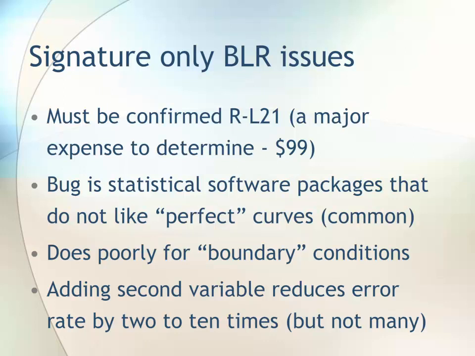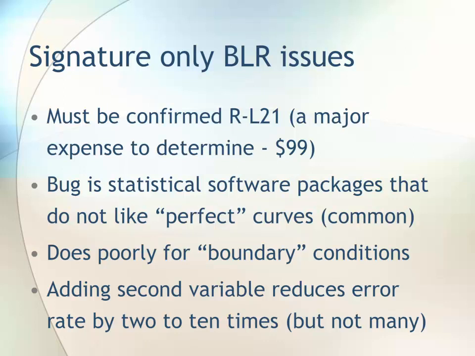Here are some issues with the signature-only approach. First of all, there's a lot of overlap of signatures all throughout haplogroup R. So you must have confirmed RL21 in order to have that chart. So that's a $99 expense, which if you add a second parameter, you no longer need to take this qualifying test. So this is a better methodology because it saves testing costs right up front.